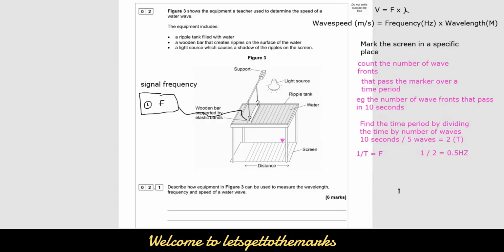So count the number of wavefronts that pass a specific mark point over a specific set of time, like 10 seconds, 30 seconds. Then you can just divide the wavefronts by the time, and that would give you the frequency. That's one way. Or you can do it the long way where you use 1 over T equals F. So you can do the number of seconds divided by the waves, and then do 1 divided by T, which is the time period, and you'll get the frequency. And there we go. We calculate the frequency.